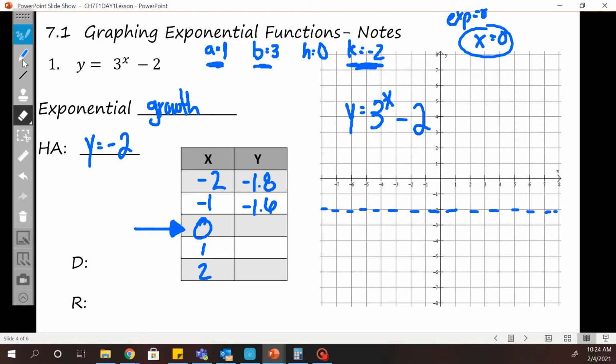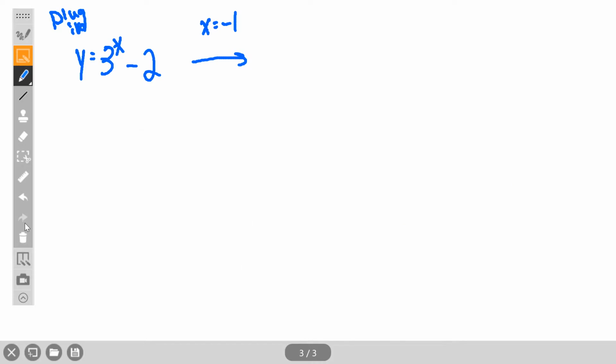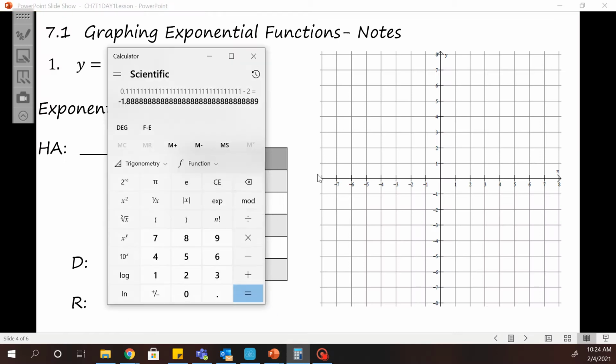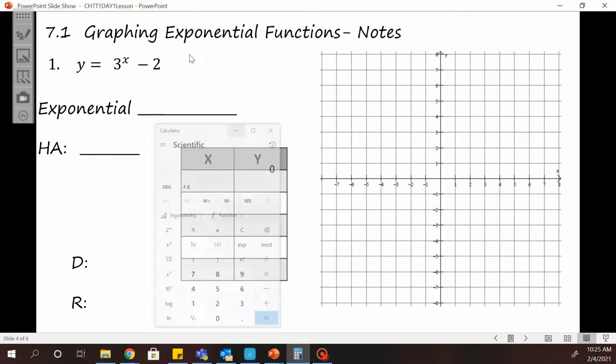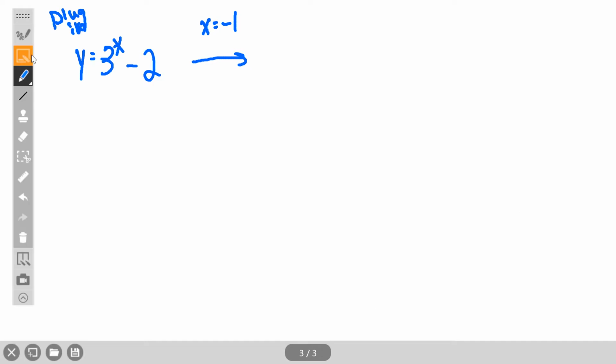Let me actually use a calculator for that, make sure I'm correct. So 3 to the -1 power minus 2, yeah, -1.667. Oh, okay, never mind, I know what I'm doing. All right, next I'm going to plug in 0.